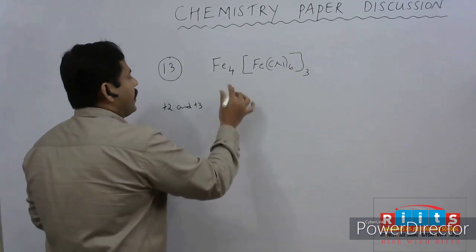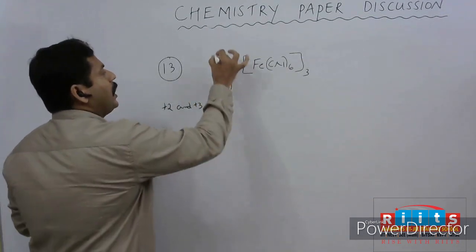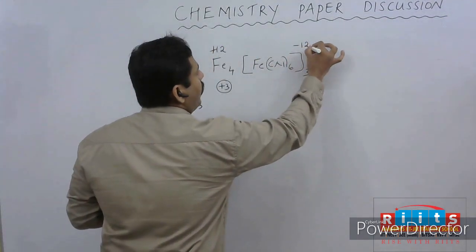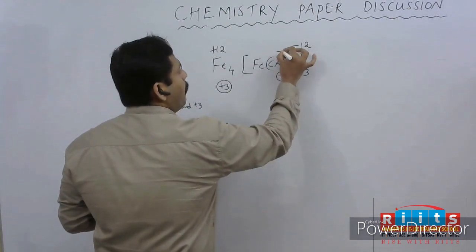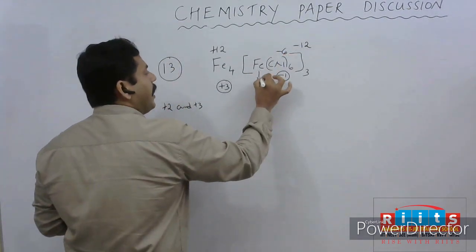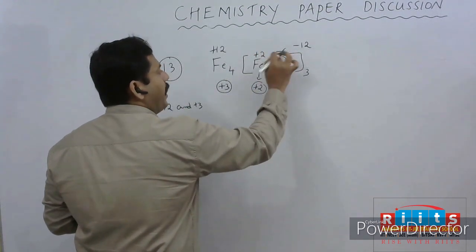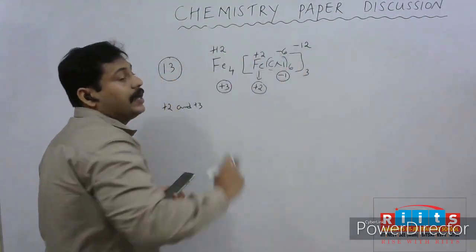Let me take one example here. Suppose this iron is +3. +3 into 4 becomes +12 only, so this has to be -12. The cyanide charge we know is -1, so -1 into 6 is -6. Suppose this iron I am taking as +2. So +2 minus 6 is -4. -4 into 3, I am exactly getting the -12.